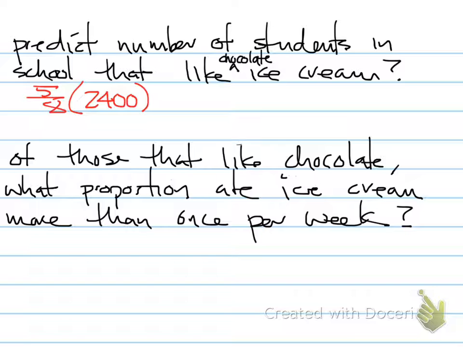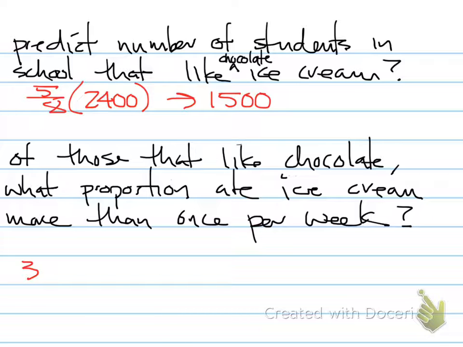All right, so let's back up a little bit. The question is actually asking to predict the number of students in the school that like chocolate ice cream. And again, 8 out of 10 of the students said that they like ice cream. 5 out of 8 of those students said that they like chocolate ice cream. So 2,400 would be 80% of the 3,000 students in the school. So 5/8 times 2,400 gives us 1,500 students that would like chocolate ice cream.